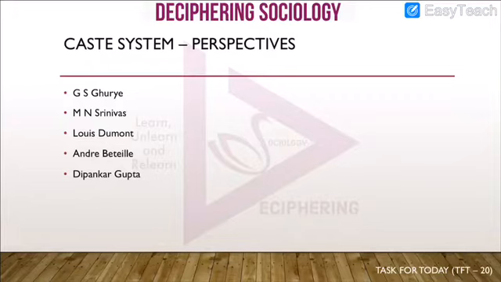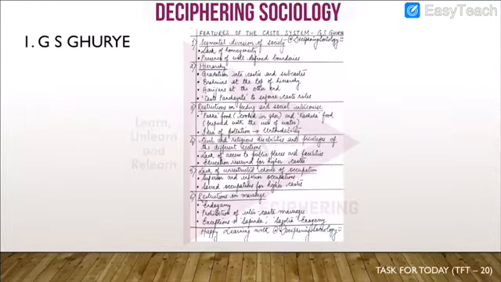While studying different villages, people came across the caste system which was common to all the villages, and the major thinkers who have studied the caste system in India are G.S. Ghurye, M.N. Srinivas, Louis Dumont, André Béteille and Dipankar Gupta. There are many other sociologists also who have studied some aspects of the caste system, but these are the major sociologists whom we will be studying today. First one is G.S. Ghurye. He studied 6 features of the caste system.